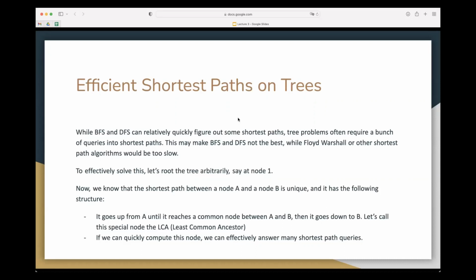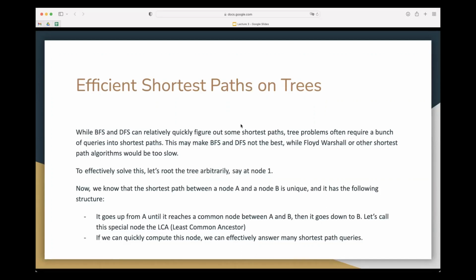So it'll go from A, it'll go up the tree, up until it reaches a special node called the LCA, and then it'll go back down to B. So that is the shortest path from A to B. So let's call the special node the LCA. If we can quickly compute this node, it's actually very easy to effectively answer many shortest path queries. For example, if we wanted the shortest path, then we can pre-compute the depth at each node, and then we would just be able to say depth of A plus depth of B minus 2 times the depth of the LCA, and that would very easily tell us what the shortest path between two nodes A and B is.